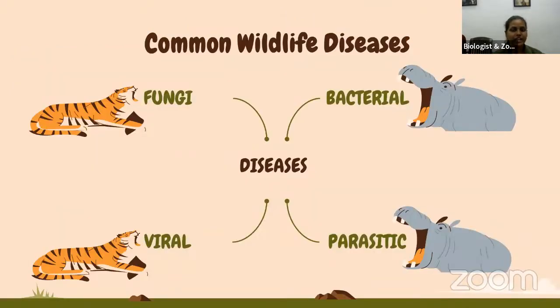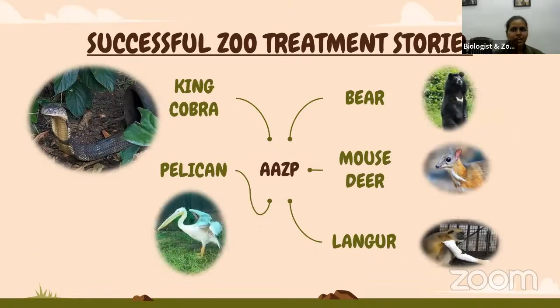Then in wildlife, there are a lot of ways an animal can get sick. So from bacteria, parasites, viruses, and fungus, we get diseases of the animals. Now we'll be seeing some successful treatments and stories about the animals that we take care and treat in the zoo. We'll be seeing king cobra, pelican, bear, that is Himalayan black bear. Then there is mouse deer and langur.